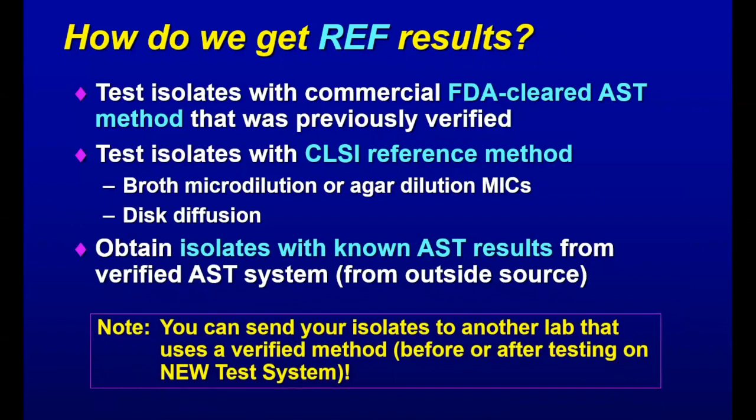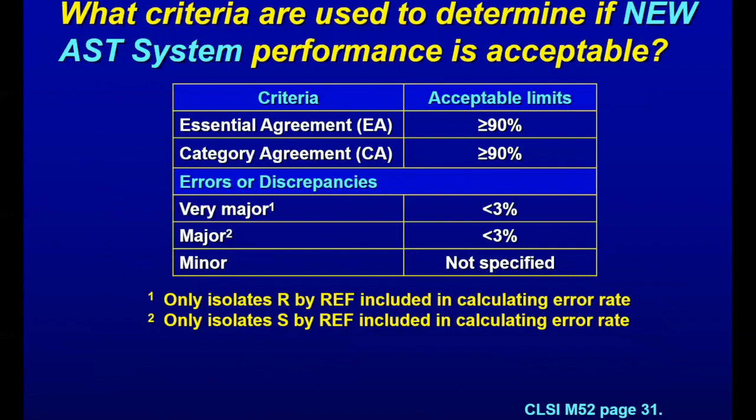The other thing we might do is send some of our isolates to another lab that uses a verified test system. We could send these before we initiate our verification study and then include them with our new test system, or after we've tested them on our new test system, to see if that other laboratory gets the same results that we did, and then analyze those results accordingly.